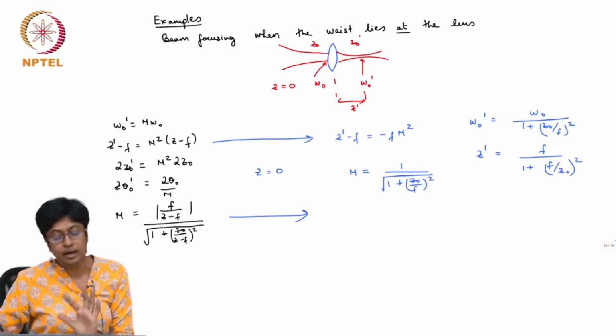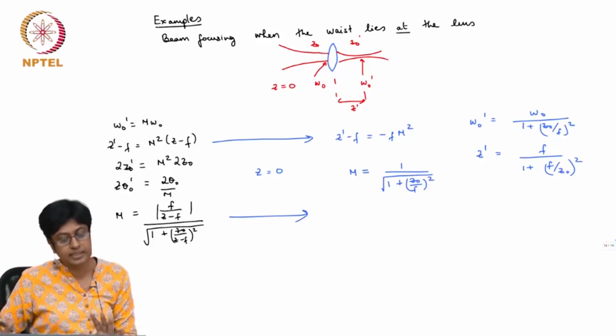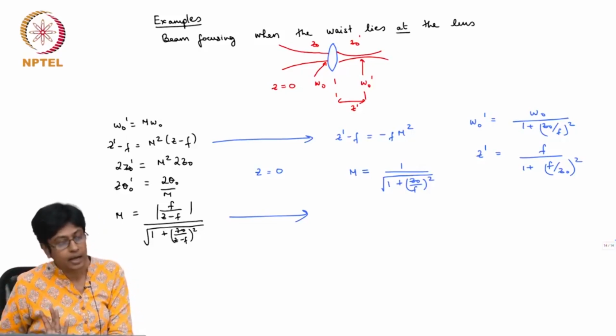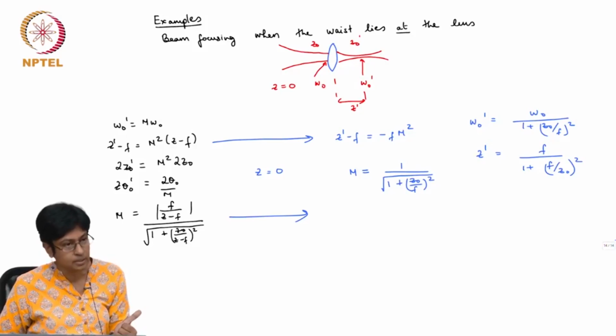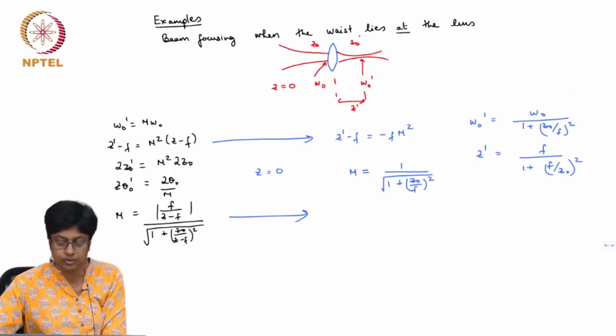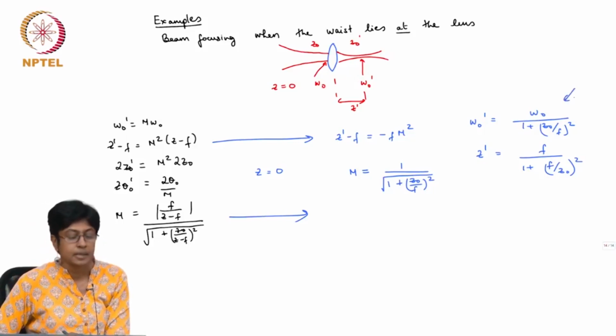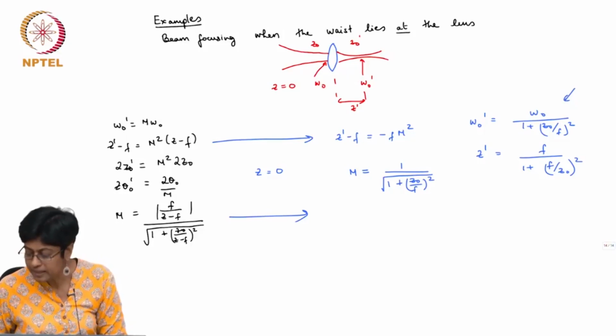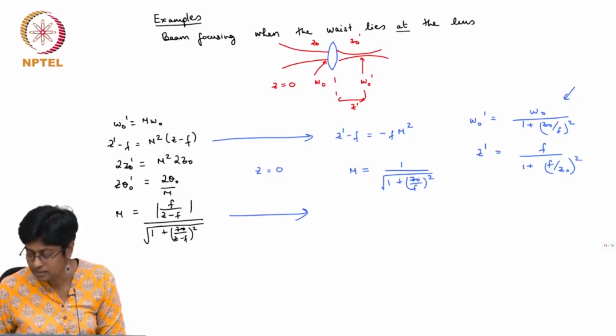And if I play around with these, I can go back to again. So I could stop at this point and say, under this condition, I can reduce the equations for omega naught dash and z dash, that is the new waist size and the new waist location. They reduced to these two equations over here. Okay. But it's useful to again look at another case.